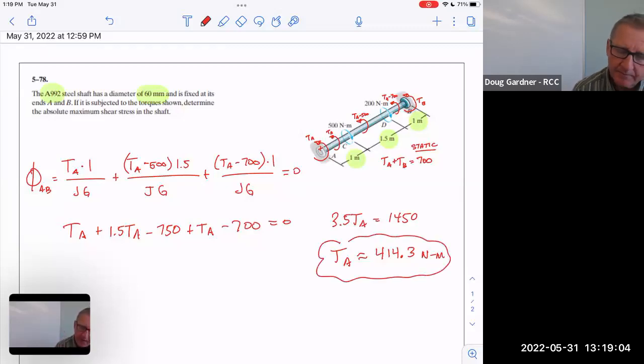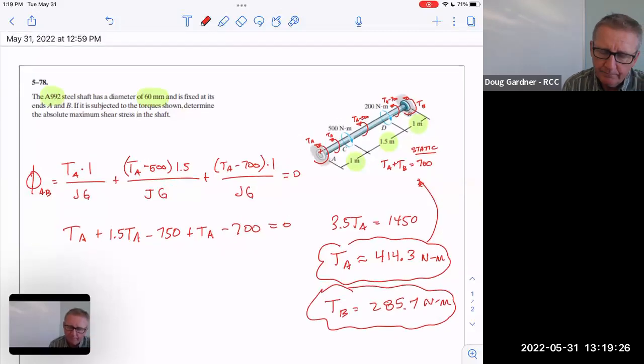So I found that. And now because 414 plus the torque of B has to be 700, I can plug that into this first equation we said. And then I also know torque of B, which is 285.7, or however you choose to round it.